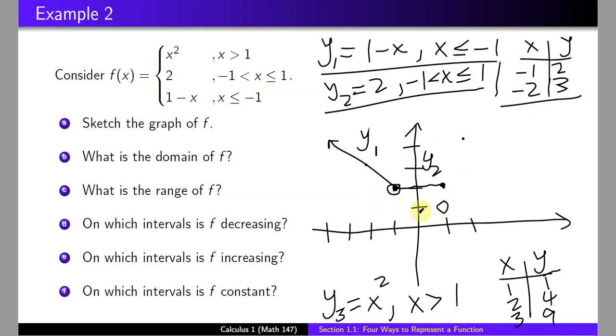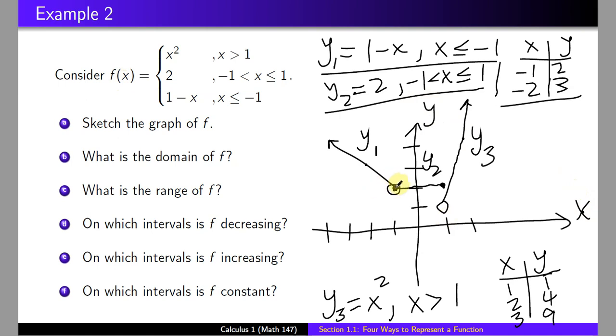We know what this shape is going to be. It's going to kind of be this curve shape, and it's going up like that. So this is the graph of our piecewise function. So this is y3. Now, these 3 pieces all together make up the graph of f. And I'll go ahead and label the x and the y axes.